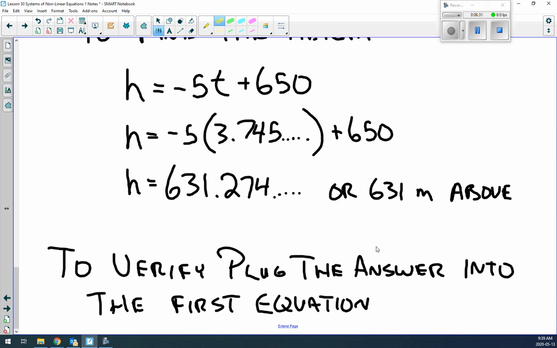To verify, you just plug it into the first equation. So there's a real-world example of using quadratics and using systems of equations. Now, in reality, they would probably do this with a calculator, but we're doing it manually because we love math so much. Okay, go to the last page.